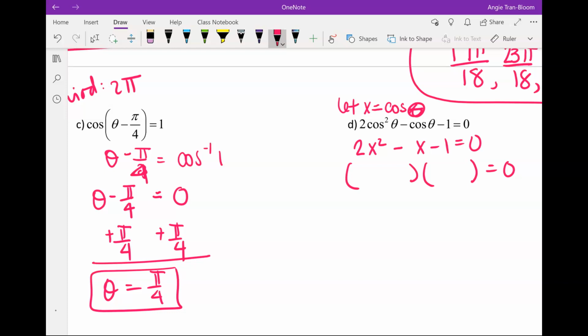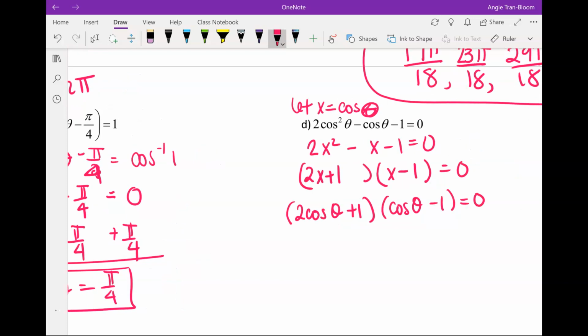Grace, what are your two factors? 2x plus 1 and x minus 1. Do you guys agree? Okay. Now, do you want to put the cosine back in now, or later? Back in now? Okay, sure. Anytime. So 2 cosine of theta plus 1 times cosine of theta minus 1 equals 0.